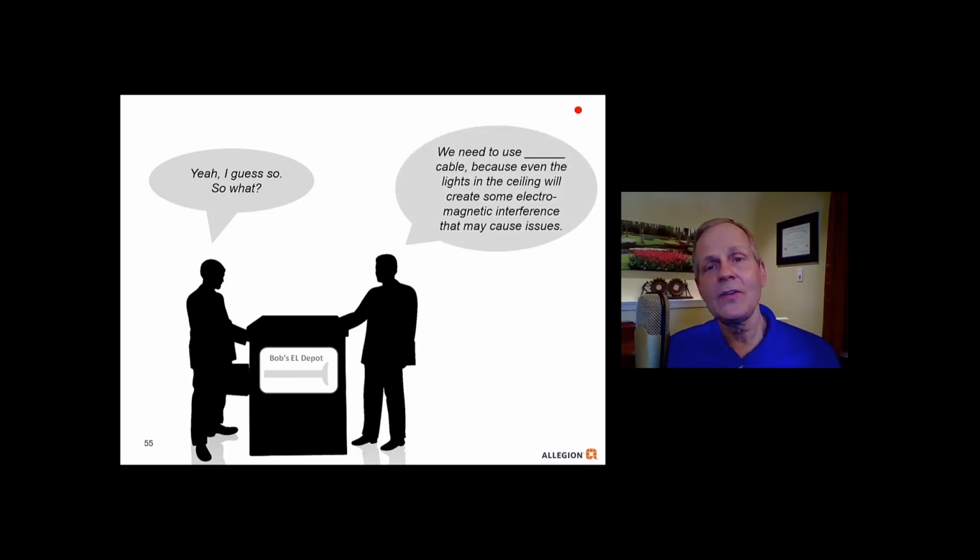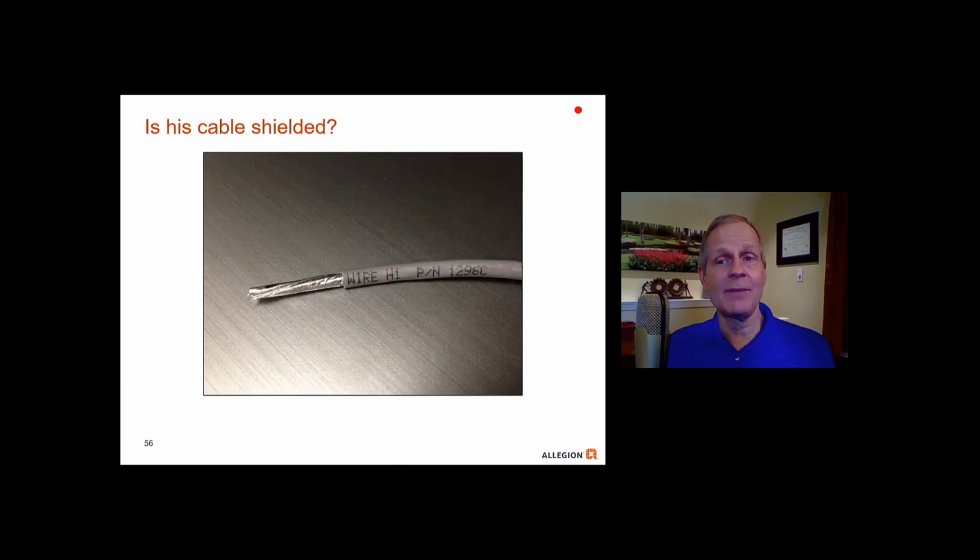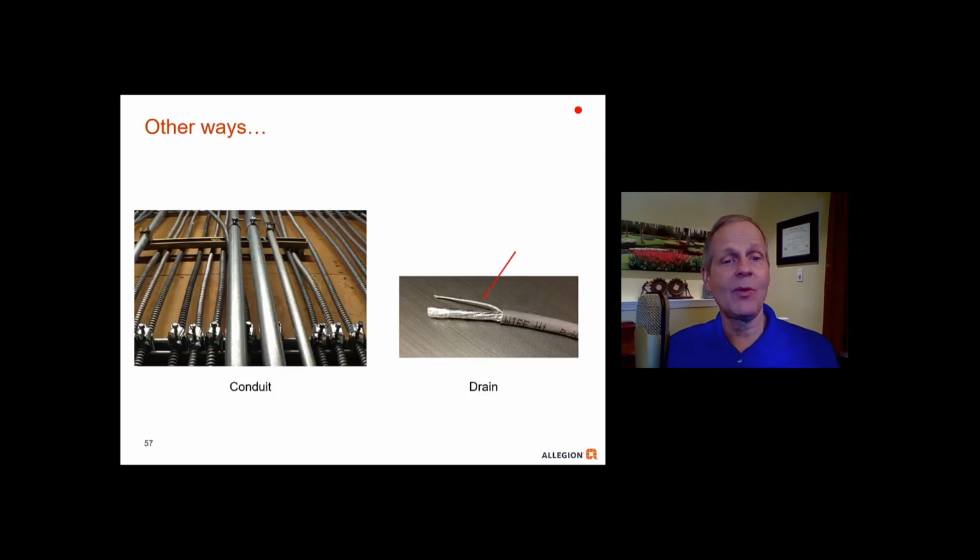All right, so as a result of that, we're going to fill in the blank here. If that's the case, we've got fluorescent lights that could cause interference. What do we need to use? Well, we need to use blank cable. What kind of cable do you think we would need for that installation to protect against the interference? All right, if you said shielded cable, you would be correct. We have to have shielded cable to protect against the transformers used in the fluorescent lights. So we ask ourselves, is this cable shielded? The answer is yes, that cable was shielded.